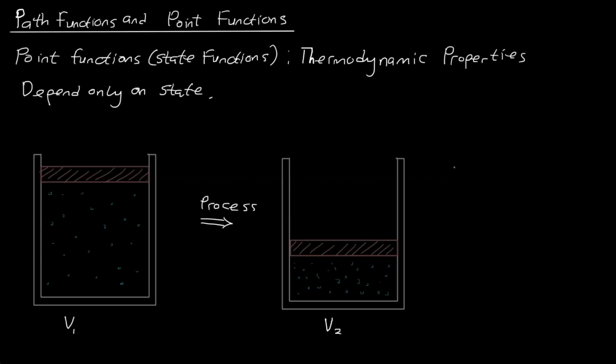Point functions have exact differentials designated by the symbol d. So a small change in volume is represented by dV, and the total volume change during a process between state 1 and state 2 is represented by the integral, which gives us V2 minus V1, or delta V.